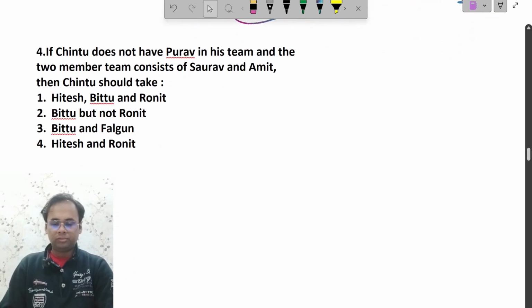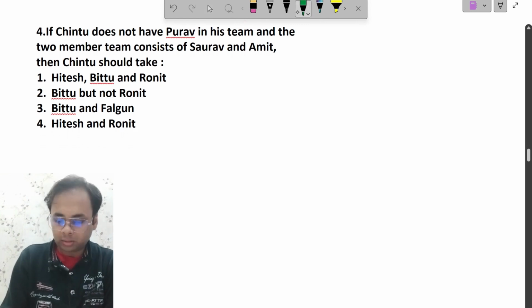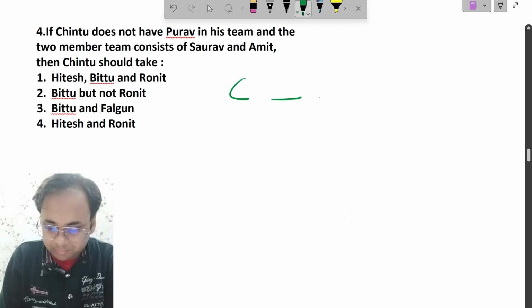So the next question we have: if Chintu does not have Purav in his team, let me just mark the overall scenario over here.